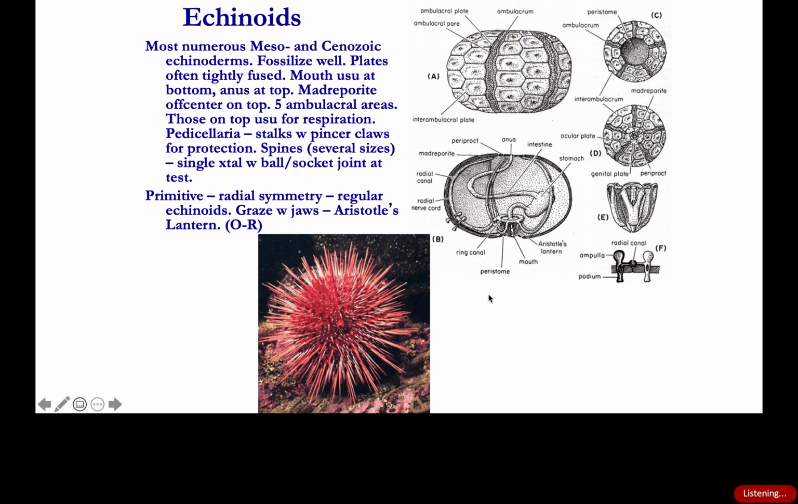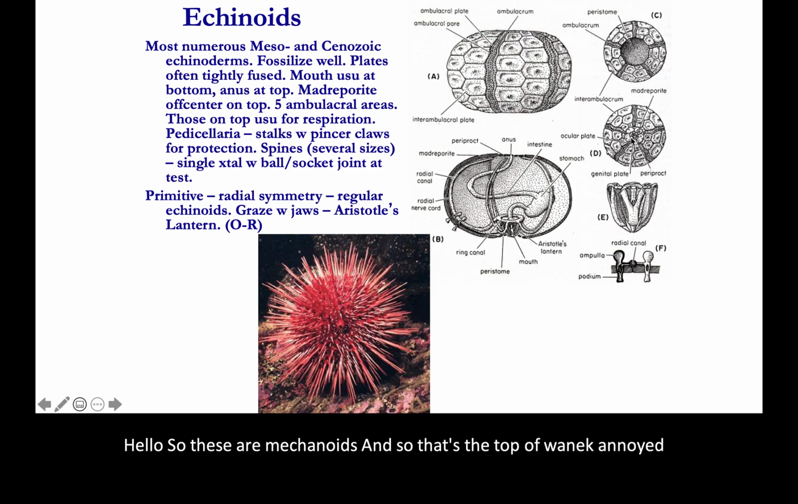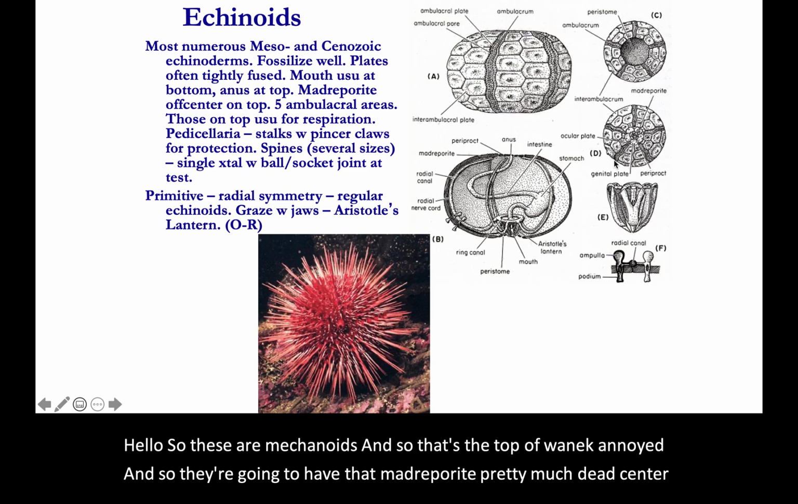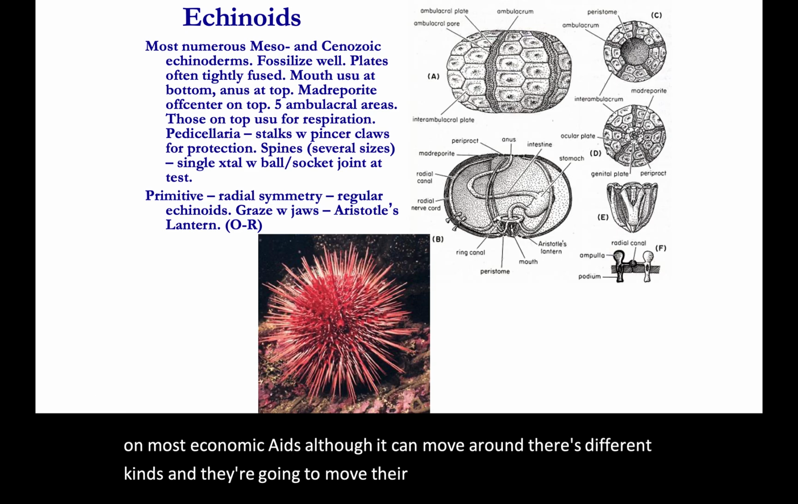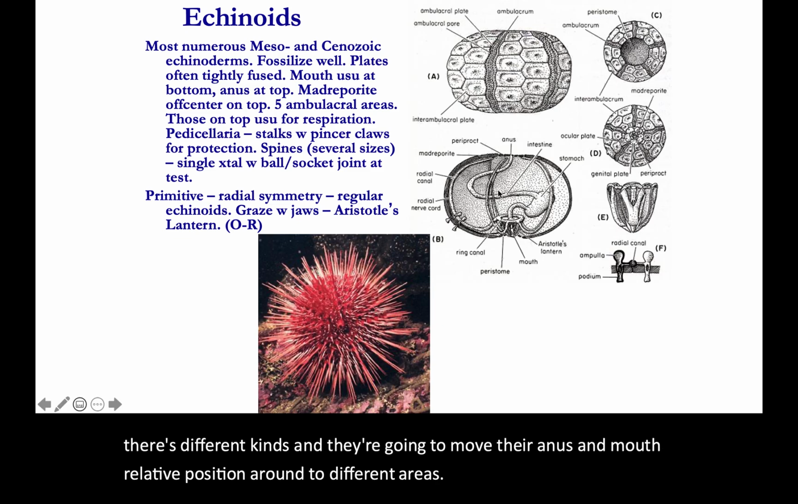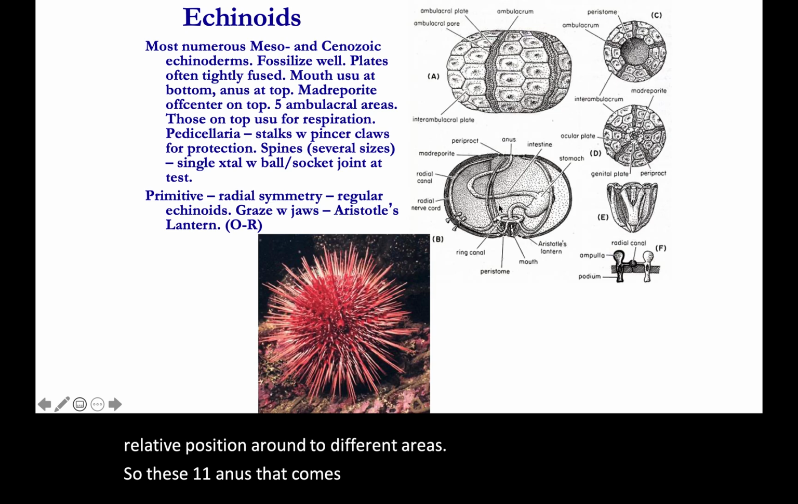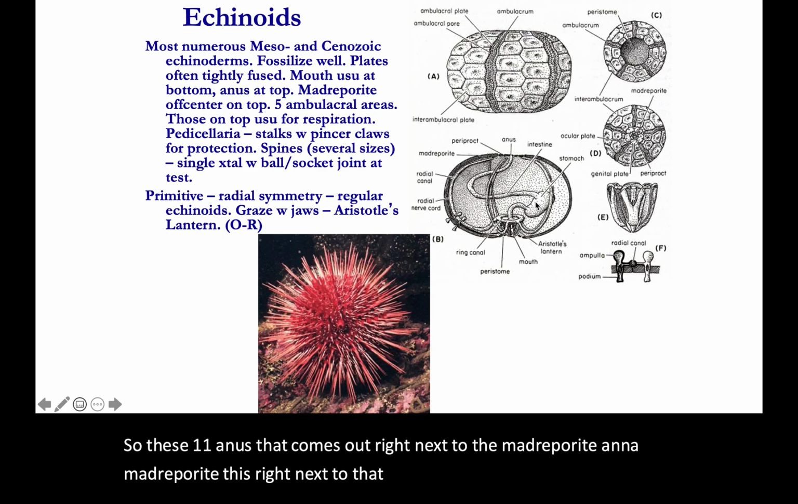So these are echinoids. And so that's the top of one echinoid. And so they're going to have that madreporite pretty much dead center on most echinoids, although it can move around. There's different kinds, and they're going to move their anus and mouth relative position around to different areas. So these will have an anus that comes out right next to the madreporite. And so those are both different ways to get rid of waste.